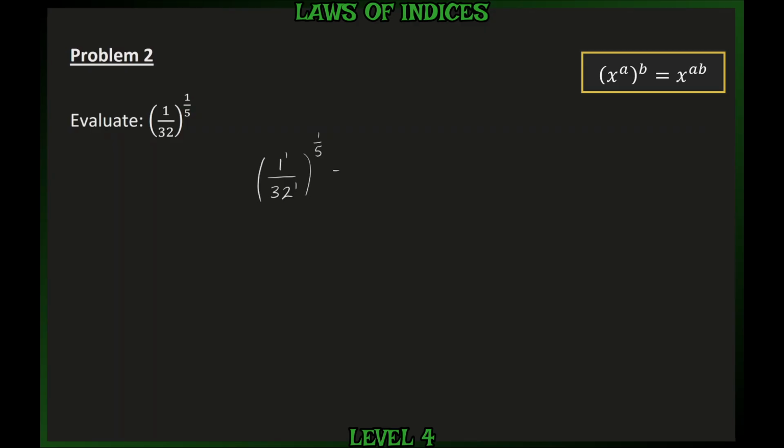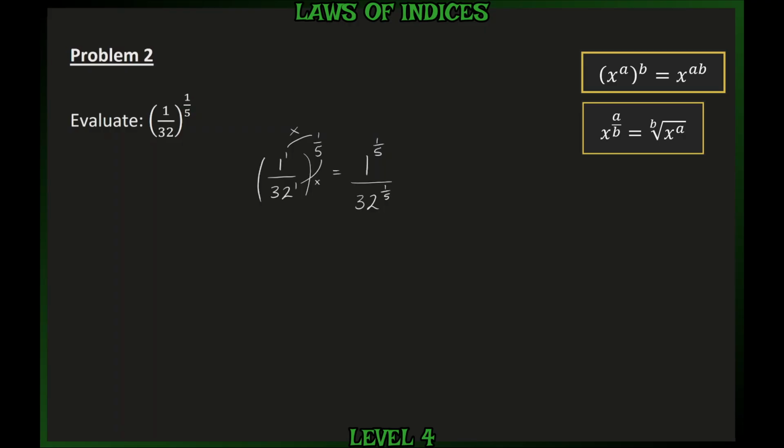So to start with our numerator, we're going to do 1 times 1/5, which gives us a 5th. So our numerator becomes 1 to the power of a 5th. And similarly with our denominator, 1 times a 5th also gives us a 5th. So we have 32 to the power of 1/5. Now since the powers on our numerator and denominator are fractions, we can use this law.